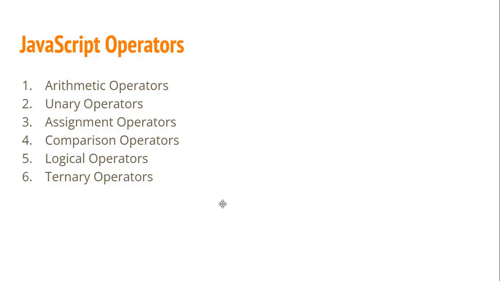JavaScript operators are symbols that perform operations on values and variables. They are used in mathematical calculations, comparisons, logical decisions, and more. In this tutorial, we will discuss 6 JavaScript operators: arithmetic operators used for calculations, unary operators that work on a single value, assignment operators that assign values to variables, comparison operators used for conditions, logical operators used to combine conditions, and the ternary operator, which is a shortcut for writing if else.